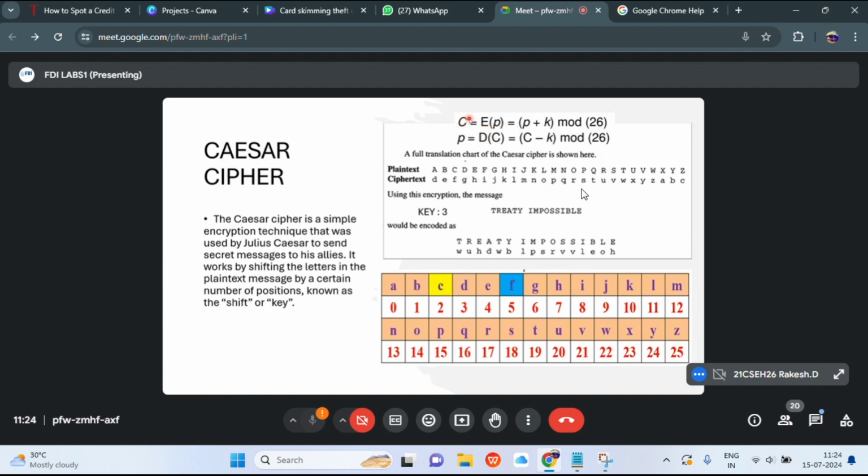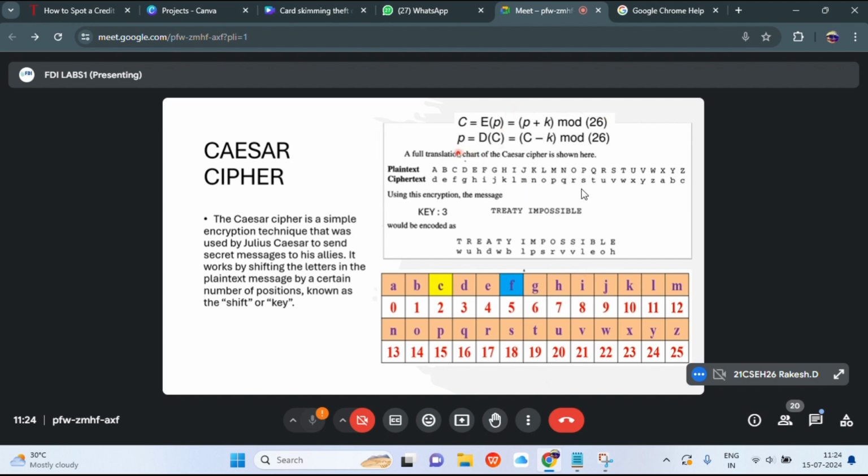So to get the ciphertext, we have to encrypt the plain text. That is our formula, P plus K mod 26. Now what is our P? That is plain text. Where is T present? That is 19. So 19 plus K, key is 3. So 19 plus 3 is 22. So 22 mod 26 will be 22. So what is 22? It is W.